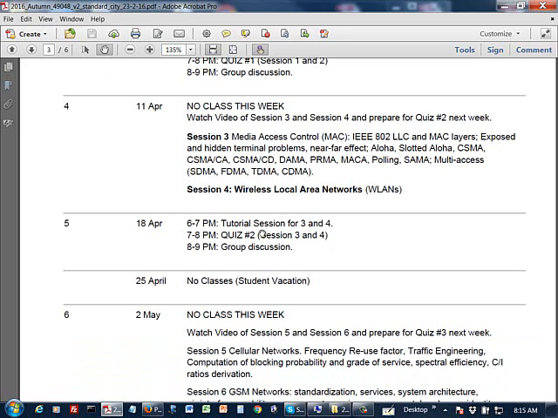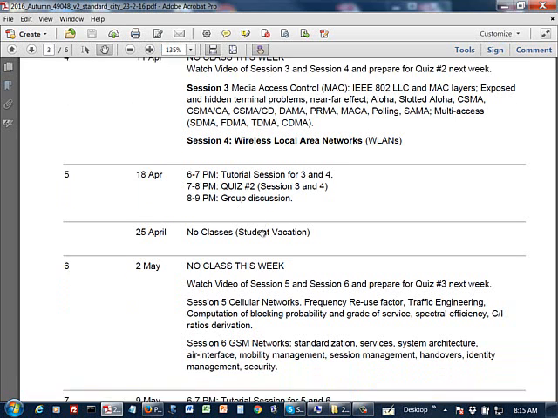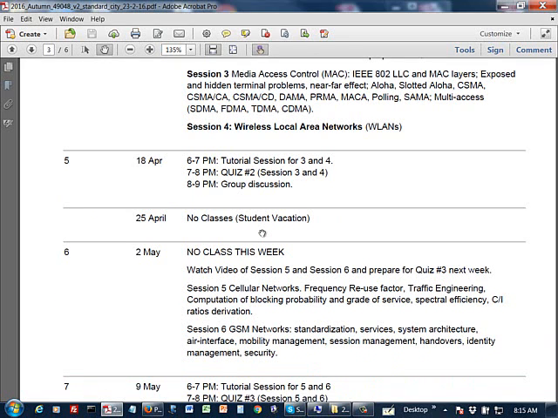So it will be like a tutorial, and you will be able to ask questions that you have, and I will also pose some questions to you during this tutorial session. And thereafter you will go into the lab to do quiz number 2, and immediately after quiz number 2 you will stay in the lab and you will have a discussion about the quiz number 2 as well as some aspects of the lab.